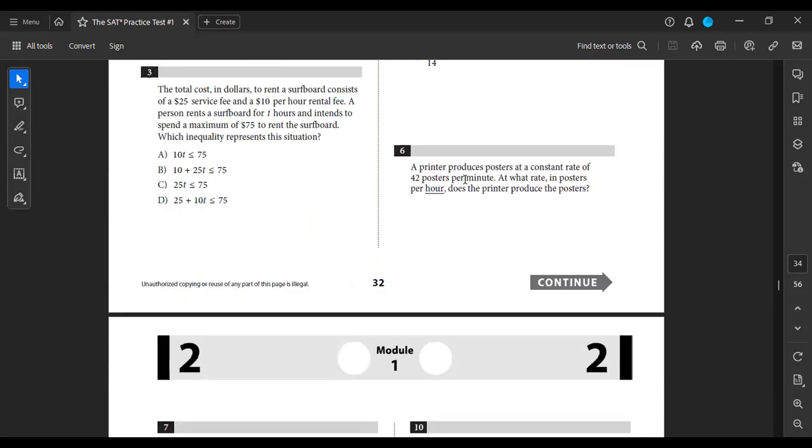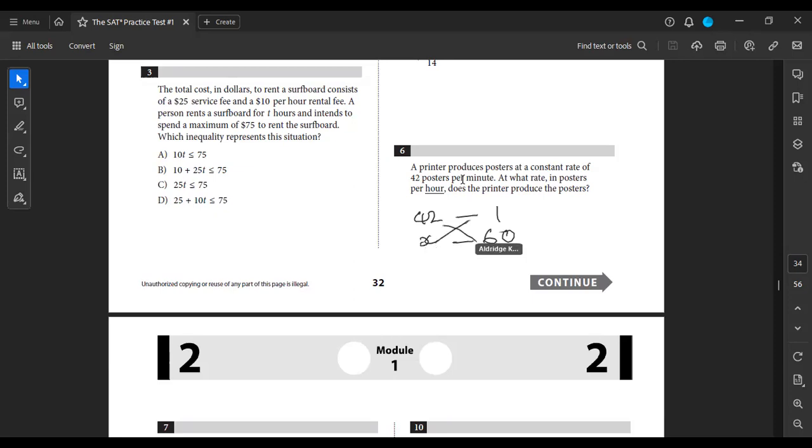Awesome. Okay, so a printer produces posters at a constant rate of 42 posters per minute. At what rate in posters per hour does the printer produce posters? All right, so this is rates, this is proportions. We can use ratios, or we can cross multiply, however you want to look at it. There's a rate of 42 posters per minute, so 42 posters every minute. But at what rate can we get posters for an hour? An hour is 60 minutes. So if we get 42 for every minute, how many can we get for 60 minutes? So we cross multiply.